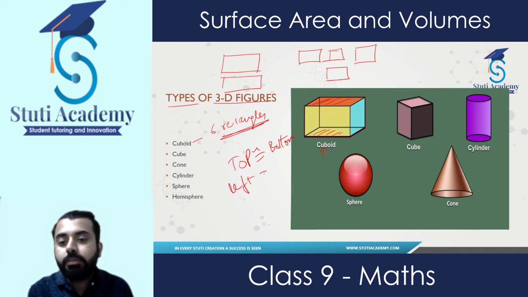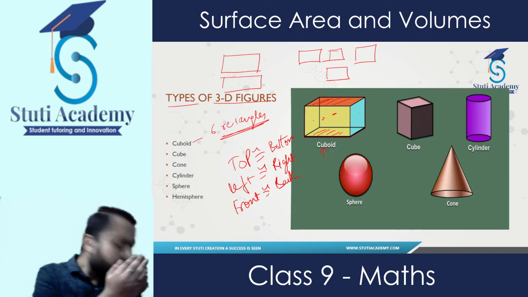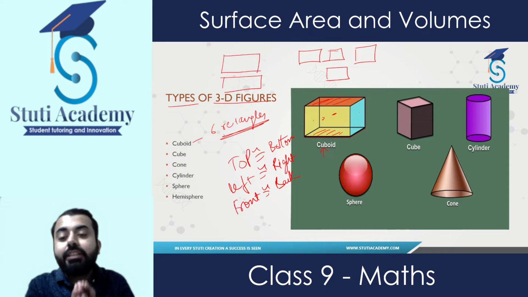Left must be congruent to right. And front must be congruent to back. Count this: 1, 2, up to six. We have six faces. Each face will have its own area. Just remember this: your cuboid must have these three conditions.